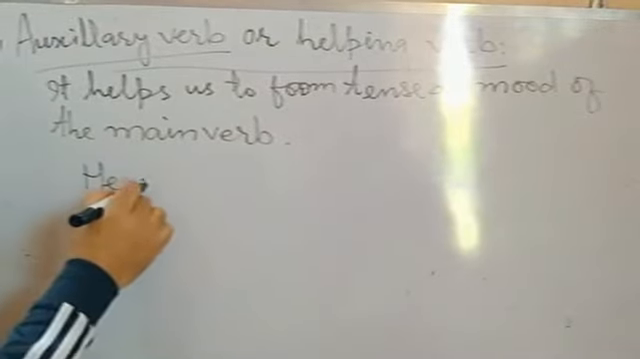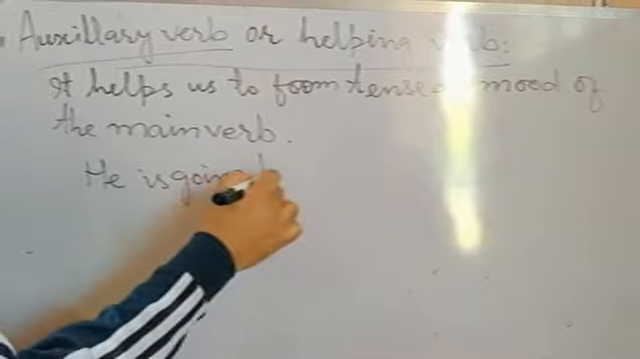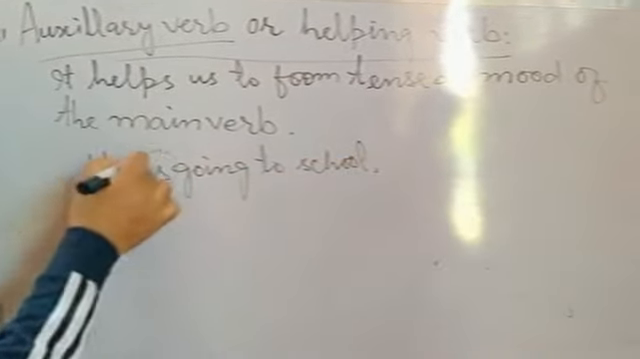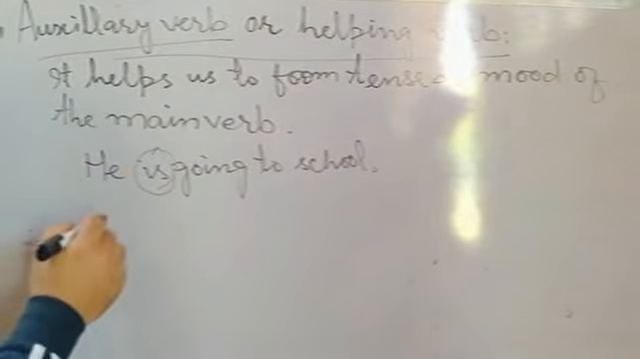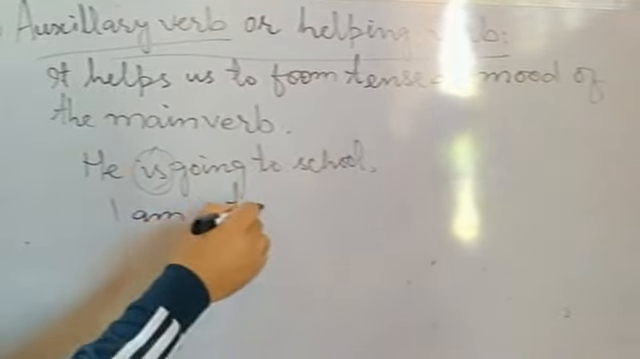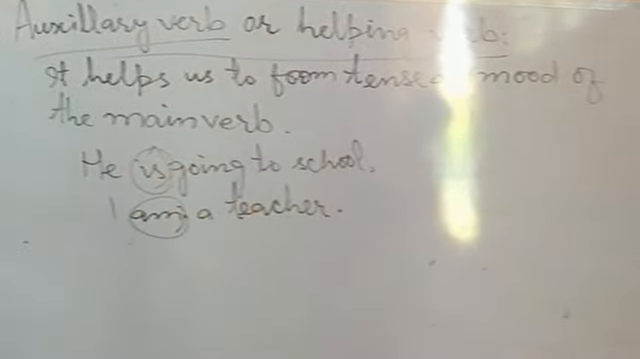He is going to school. Here is is helping verb. I am a teacher. Here am is helping verb. It shows state that I am a teacher.